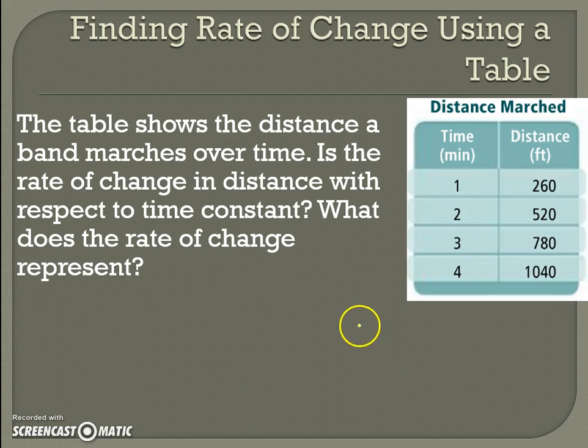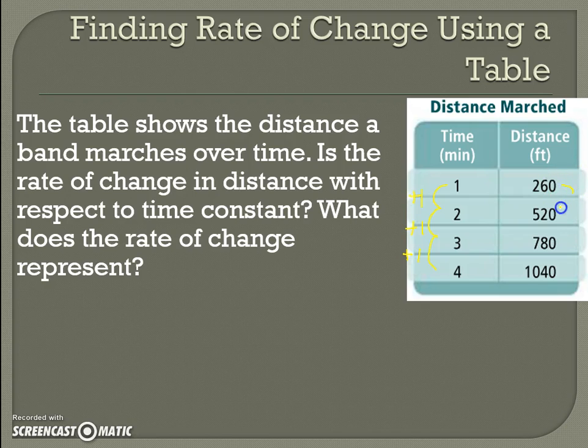So it says the table shows the distance a band marches over time. Is the rate of change in distance with respect to time constant? What does the rate of change represent? So first thing we got to do is figure out what happens here. As time increases, it is increasing by a minute every single time. Okay, so that's a constant increase.